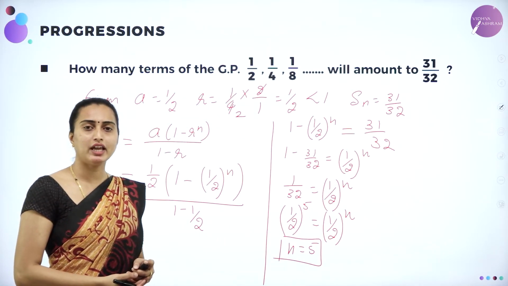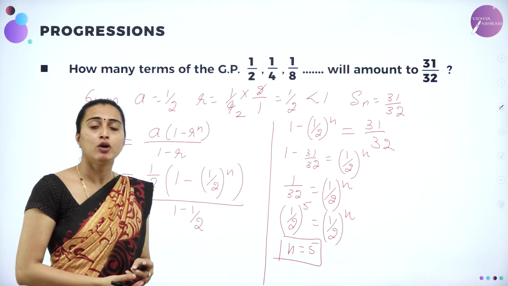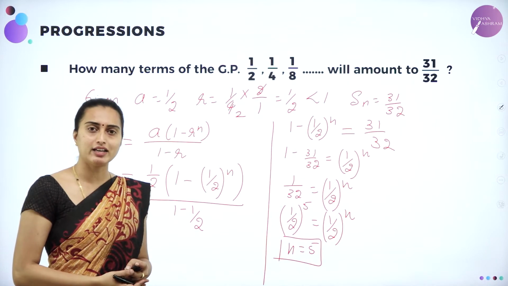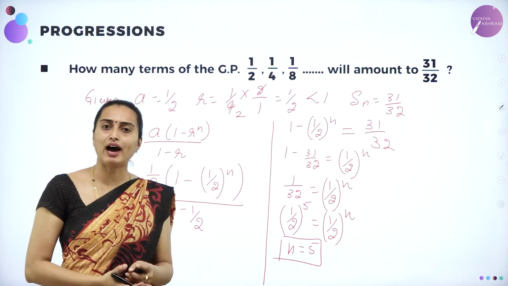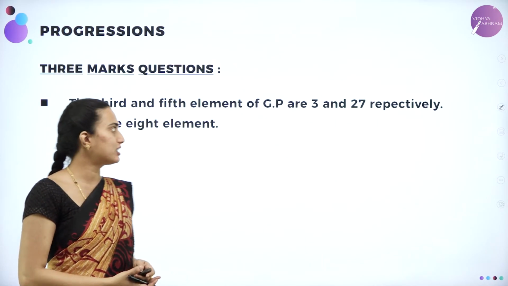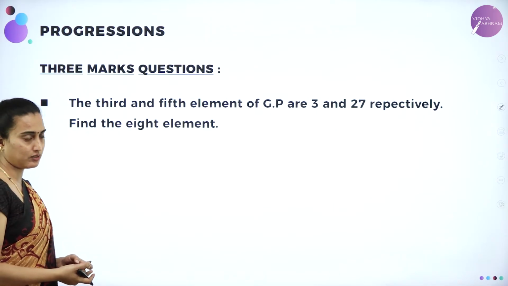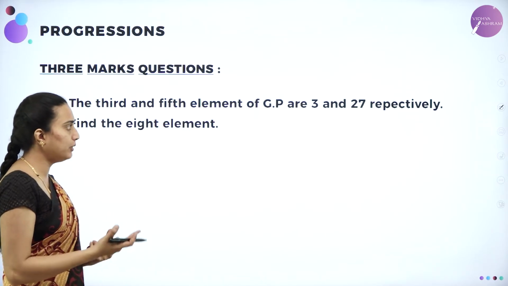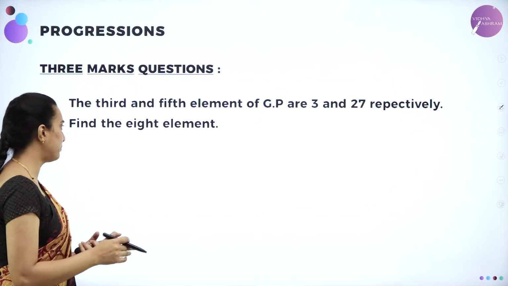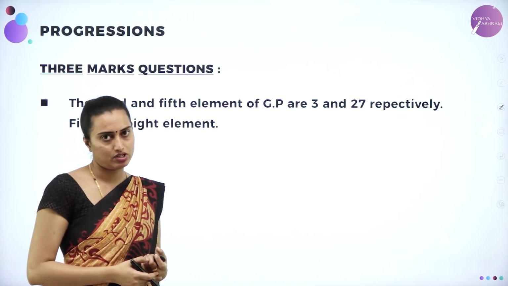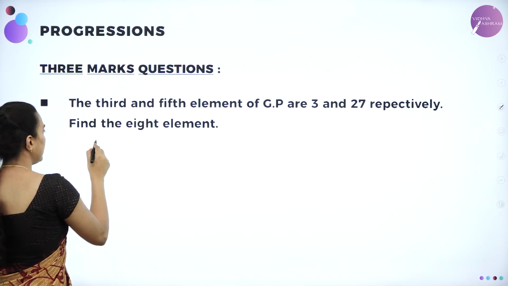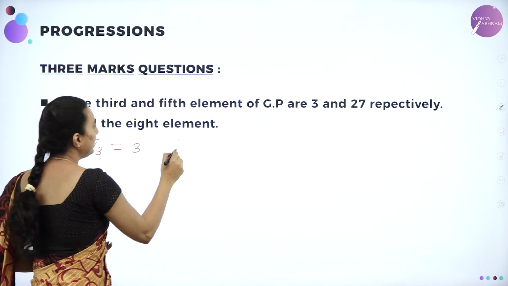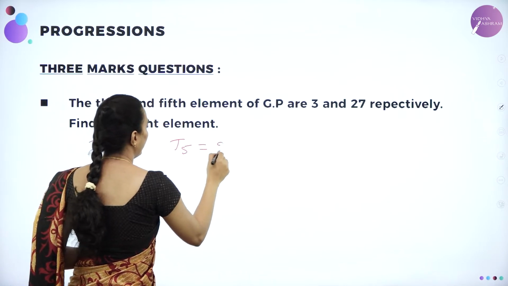How to solve by using the Sn formula according to the condition of whether r is lesser than 1 or r is greater than 1. Last problem was r greater than 1, and in this problem we solved r lesser than 1. We'll move on to the next problem, dears. A 3-marker question. They have given a third and a fifth term of a GP are 3 and 27 respectively. Find the 8th element. The third term means I can take it as T3 they have given, which is 3, and T5 they have given 27.